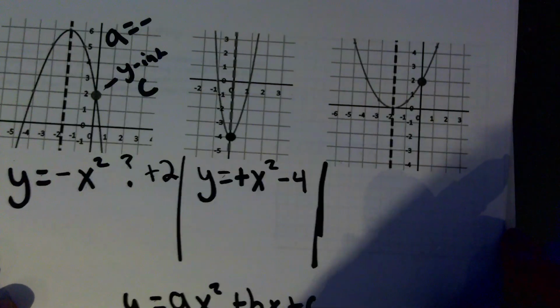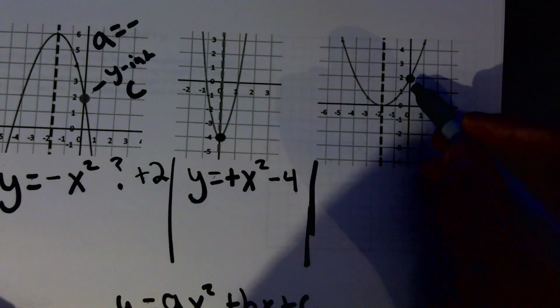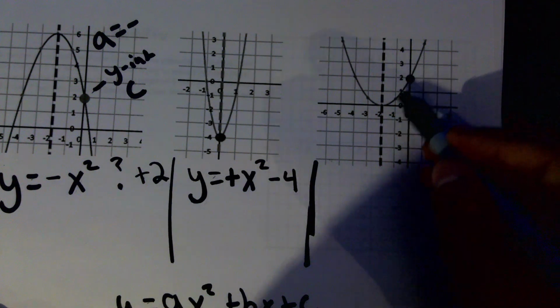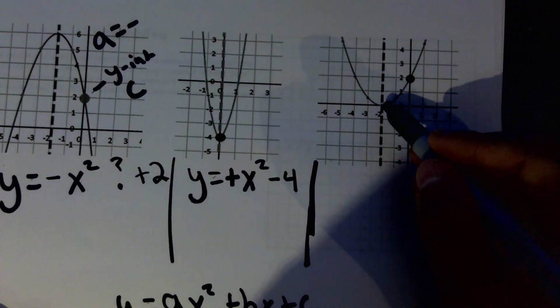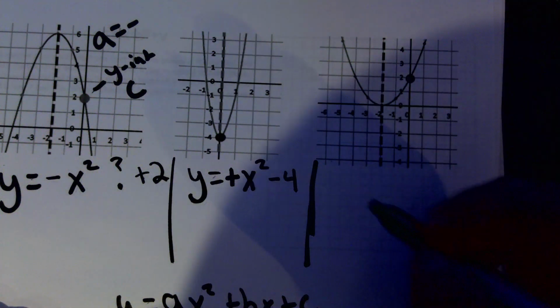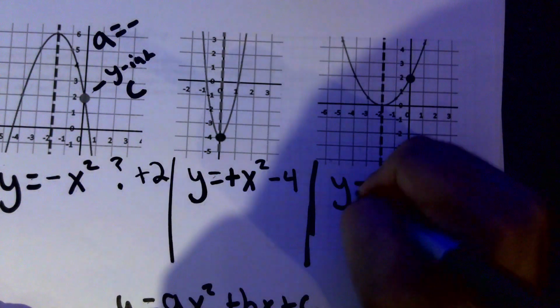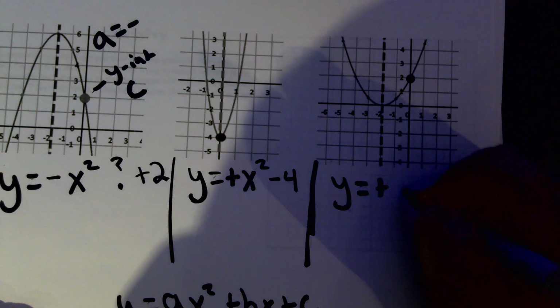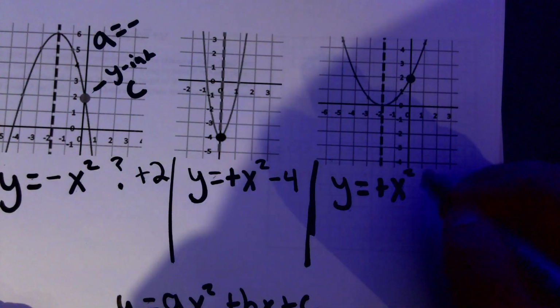All right, finally, we've got another one right here on the right, and we can see that our y-intercept is at 2. We can see that our axis of symmetry is at negative 2, and we can see that this is a happy face. It's got a minimum, so this is going to be a positive a. So this is y is equal to some sort of positive a x squared.